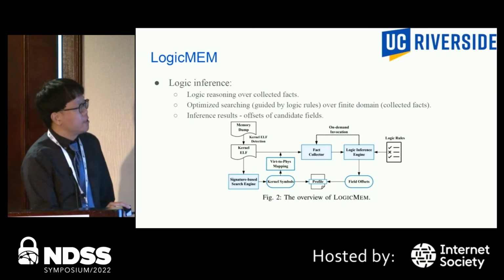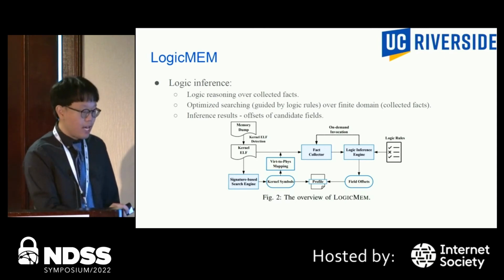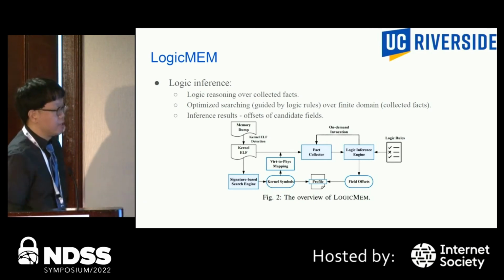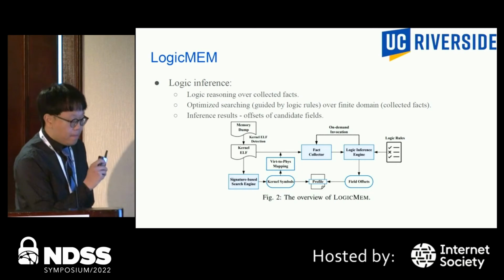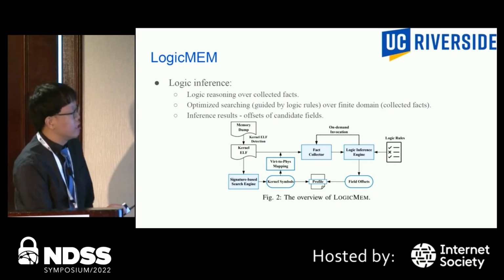Here, the logic rules play an important role, and the better logic rules you have, the fewer false positives or false negatives you will get in the inference result. Then the big challenge is how can we define good quality logic rules?